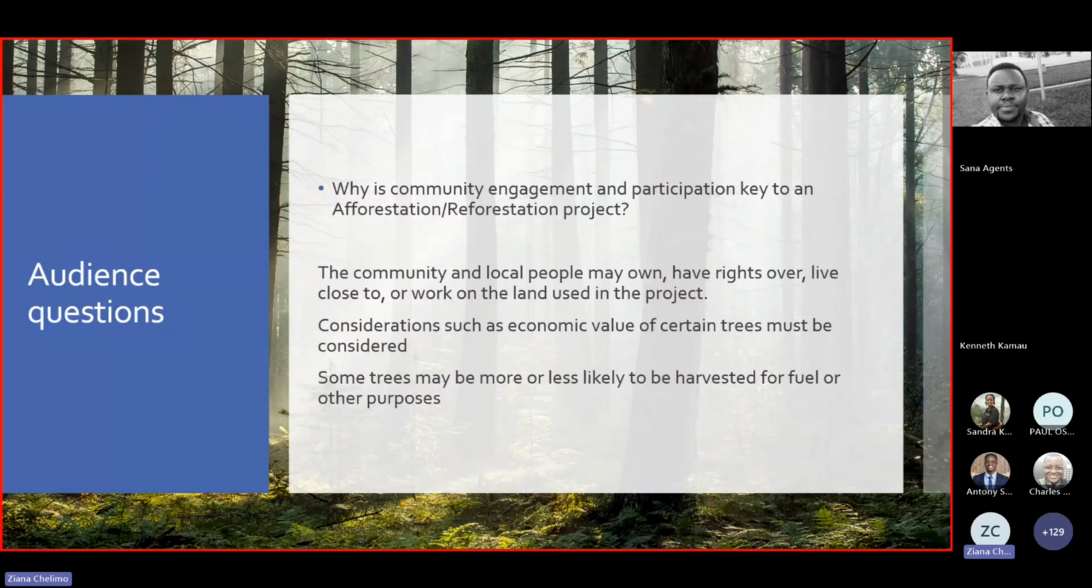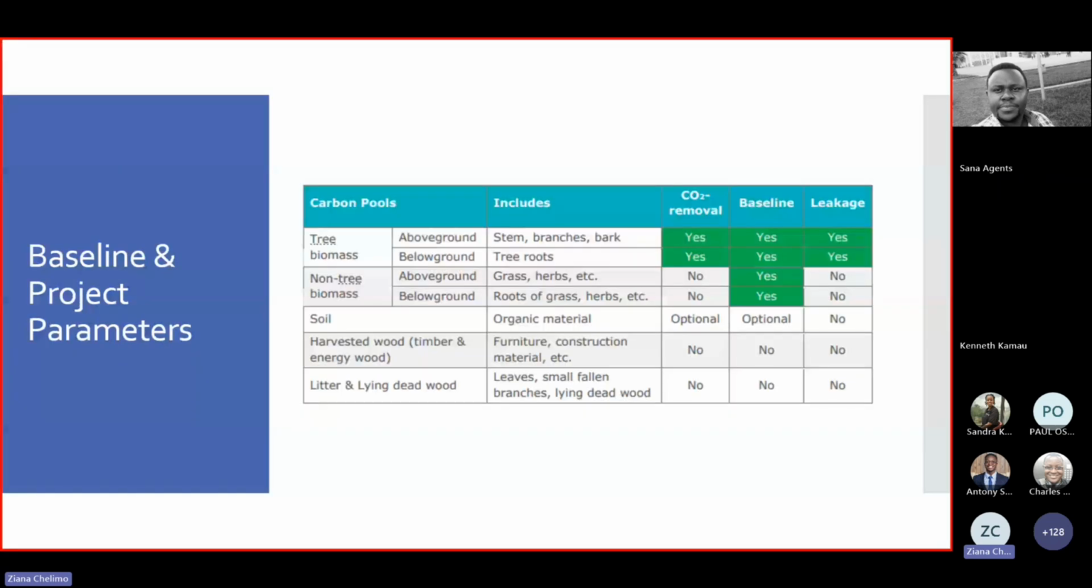But community engagement and participation is really key and fundamental when you're doing afforestation and reforestation projects. So I'll give maybe 20 seconds for anyone who has a burning answer that is not on the screen, and they can answer, and we move on to the next slides.